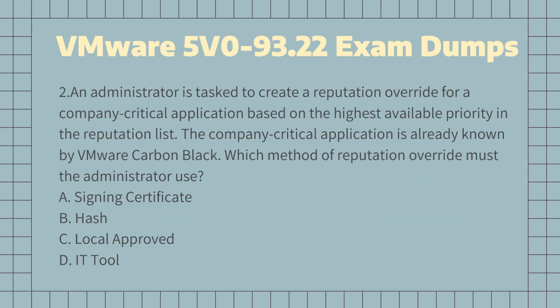2. An administrator is tasked to create a reputation override for a company-critical application based on the highest available priority in the reputation list. The company-critical application is already known by VMware Carbon Black. Which method of reputation override must the administrator use? A. Signing certificate. B. Hash. C. Local approved. D. IT tool.